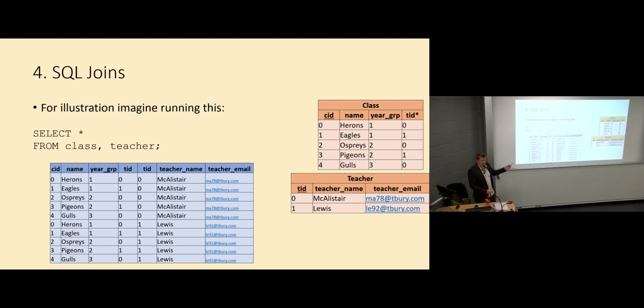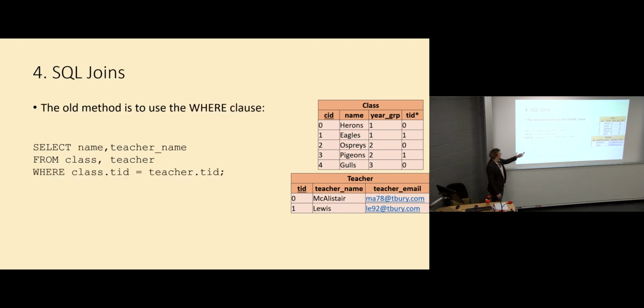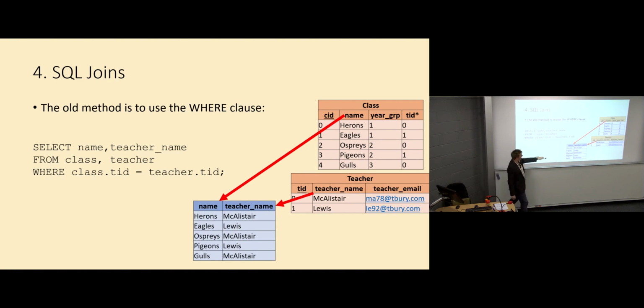How do you think we could resolve this? Does anyone have an inkling as to how we could resolve this? Yeah. Use where clause, so where class.tid equals teacher.tid. Perfect. And that is exactly how people used to do this. So the call was to use a where clause to say where this TID equals this one. So the one from class equals the one from teacher. Because that's how we know how they're allocated, right? Is that they're the same. And that's exactly what they used to do. So select name, teacher name from class, teacher, where class.tid equals teacher.tid. And that gives you, exactly as we'd expect, a list of classes with their allocated teachers.